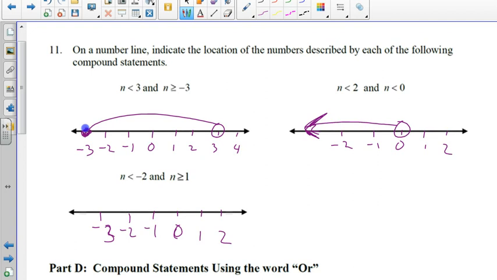Okay. n is less than negative 2 and n is greater than or equal to 1. What do I put? A dot on negative 2? Black dot on negative 1. Yellow dot. What's the solution to this? There is no solution. There is no solution.